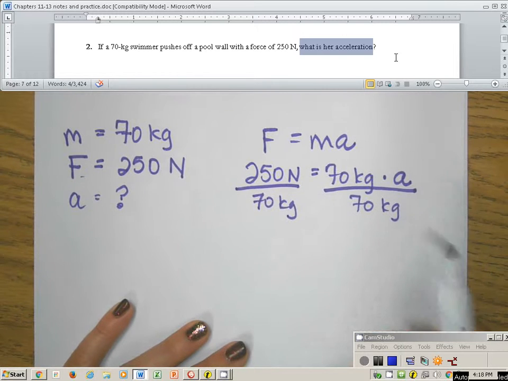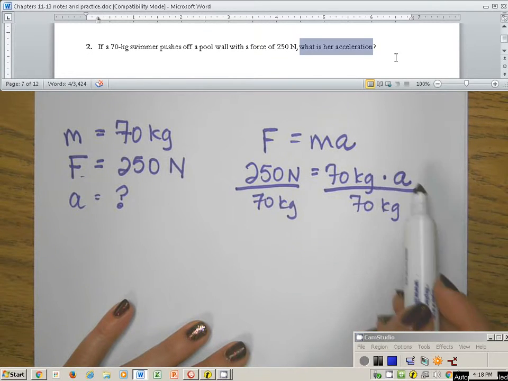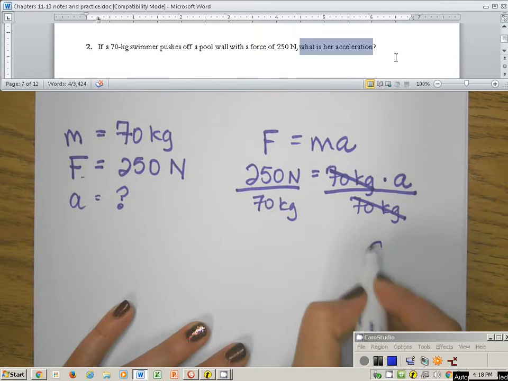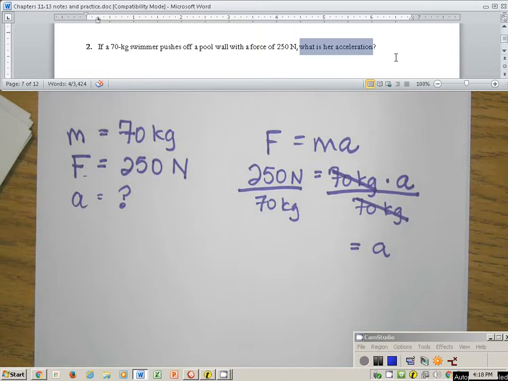And I know that because I'm multiplying by 70 kilograms on the right side, and in order to get rid of it, I need to do the opposite. So over here, those are going to cancel out. So to find A, I'll need to take my calculator, and I'll need to divide 250 by 70.